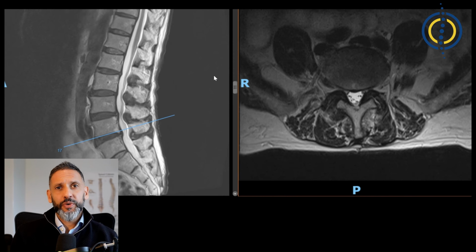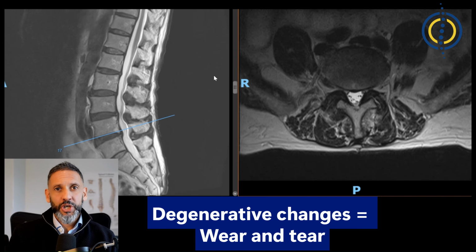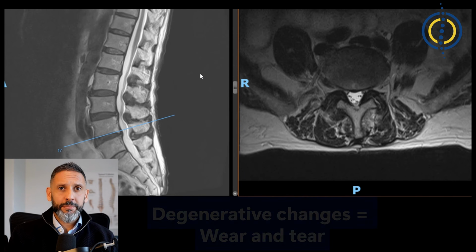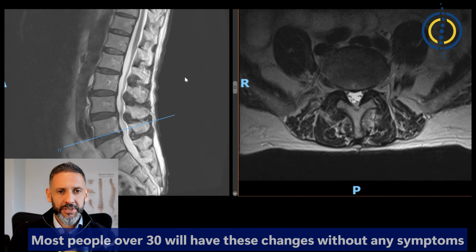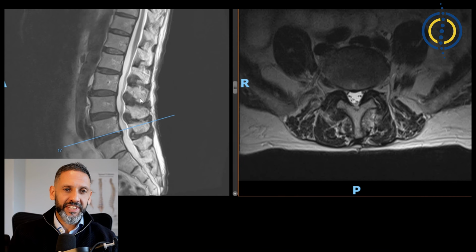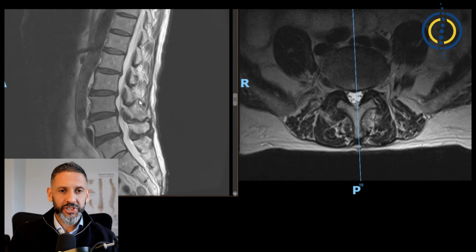The term degenerative changes is a simple term for wear and tear. Most people above the age of 30 will have a degree of it without any symptoms. So this image on the left is a series of vertical slices through the spine. Here's the front of the spine and the back of the spine, and the spine is made up of a stack of bones known as vertebrae.